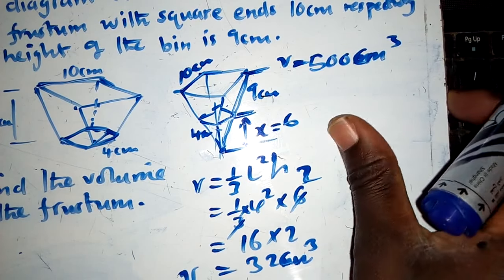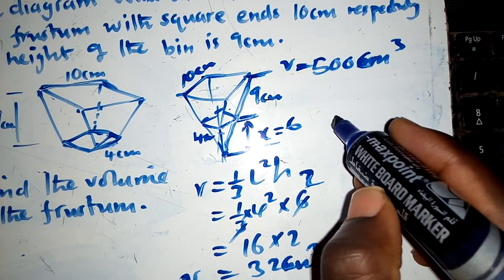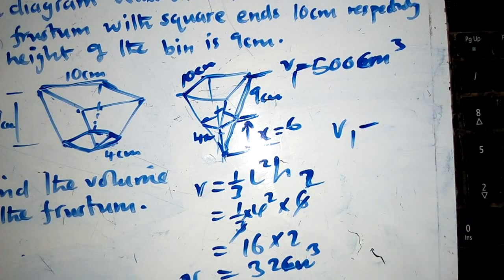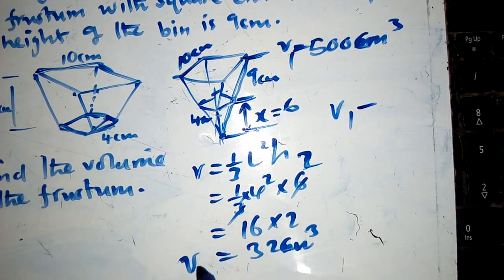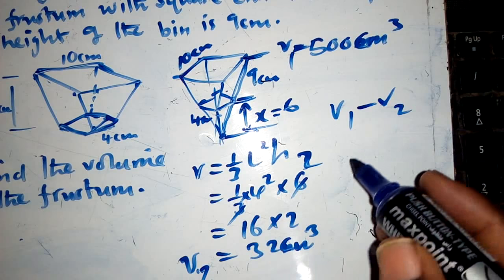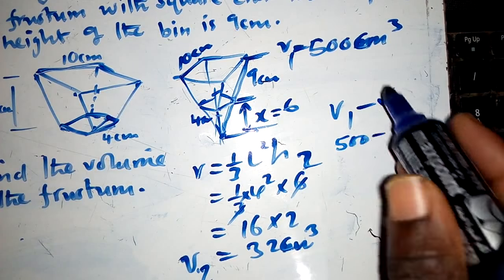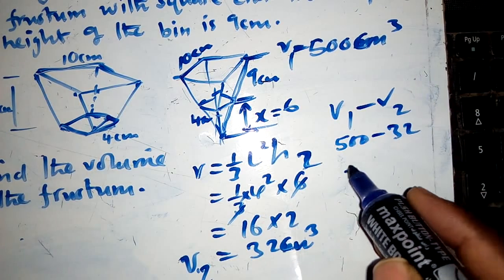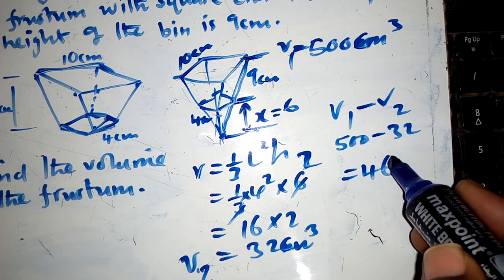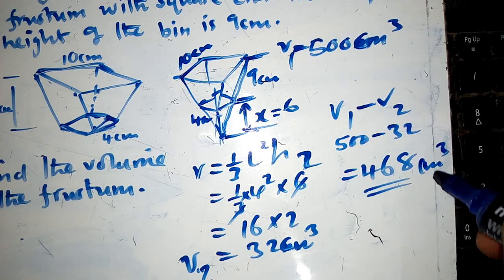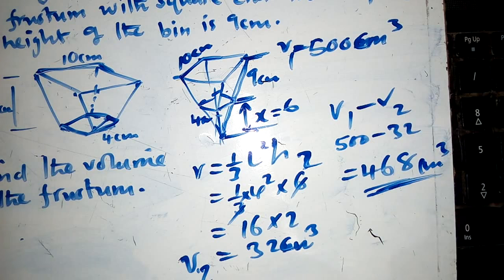So now finally, we'll say volume 1 is for the bigger pyramid, or the finished pyramid, and then volume 2 is for the smaller or chopped part of the pyramid. So it will be 500 minus 32, which is equal to 468. Let me put the units here. So this is the volume of the frustum, 468 centimeters cubed. Thank you very much for watching.